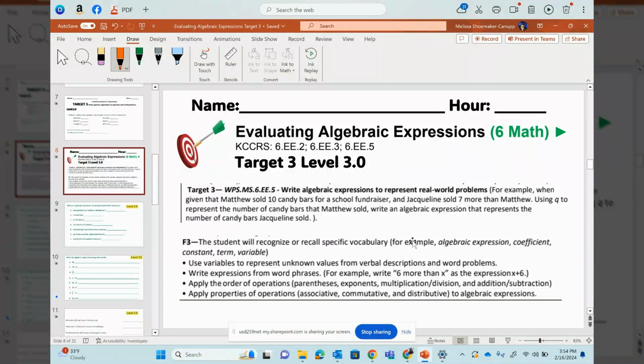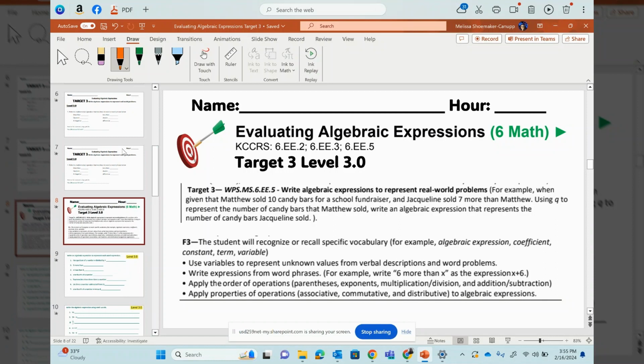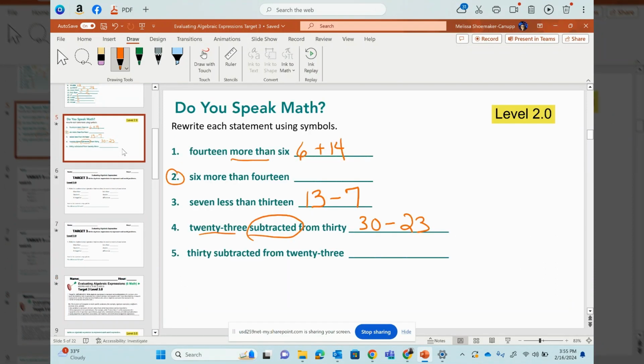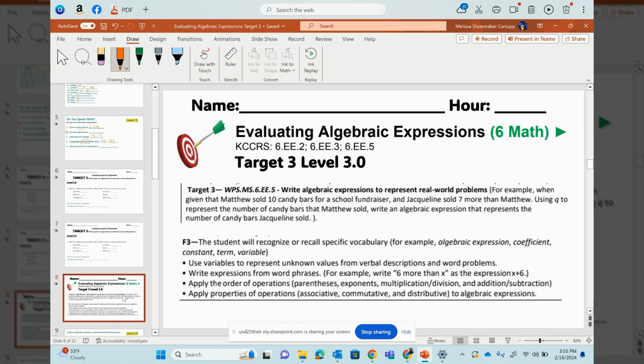So here we go, starting level 3. Now, you're really, really close with being able to take those little phrases that we were doing in level 2. You're really close to level 3. Okay, so from going here to our level 3, we just have to add a little bit more. It has to represent some type of real world problem.